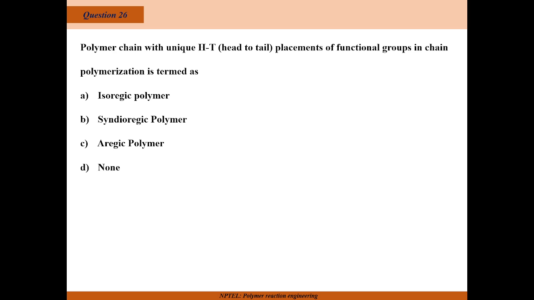Okay. The polymer chain with unique HT, head to tail placements of functional groups in a chain polymerization is termed as isoregic polymer, syndioregic polymer, aregic polymer, none. So this is a particular kind of polymer. There is a unique head to tail placement of functional groups, so isoregic. Isoregic polymers generally have this head to tail placement. So it is similar to isotactic, syndiotactic, and atactic, right? Okay, let's move on to the next question.